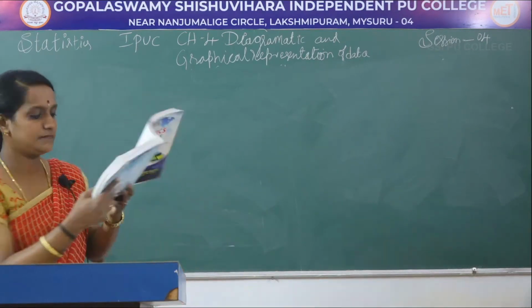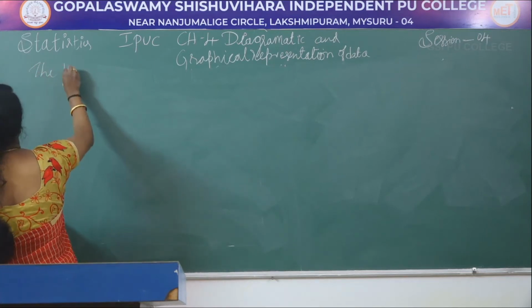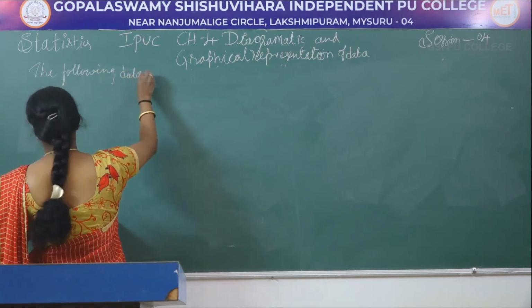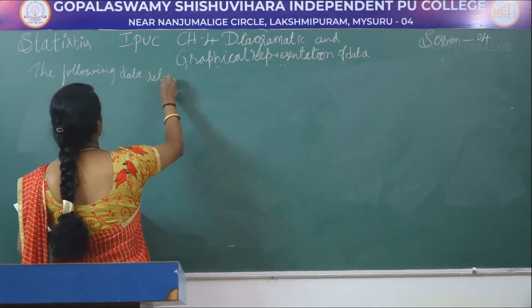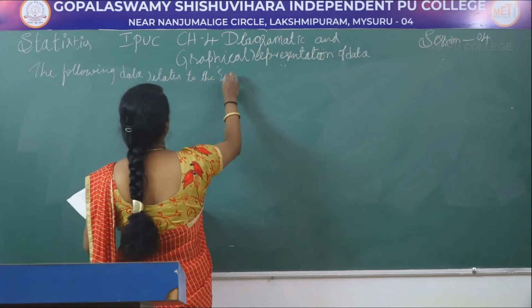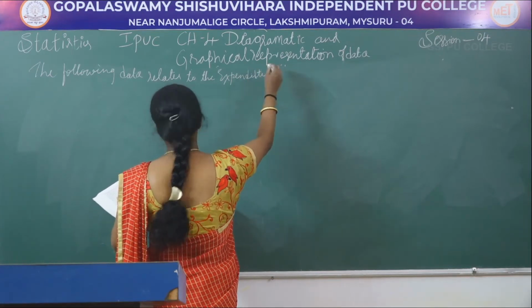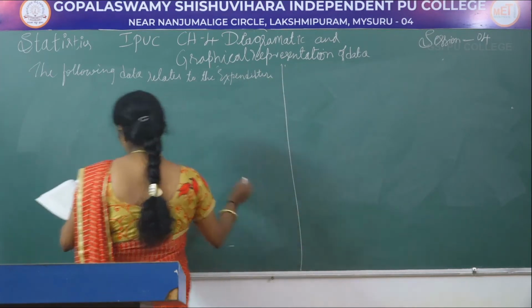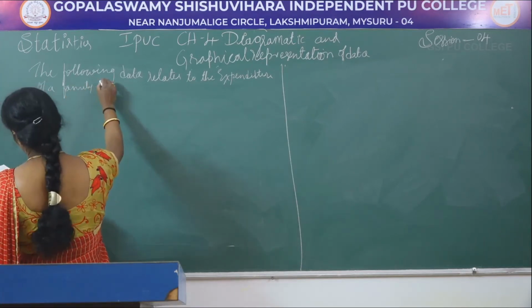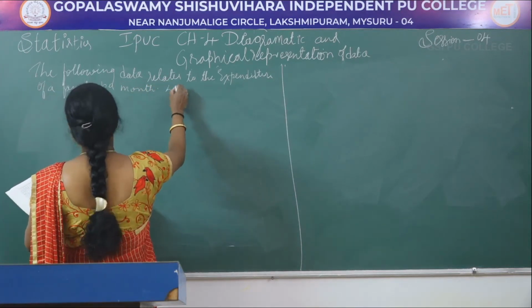The following data relates to the expenditure of a family per month. Draw a pie chart.